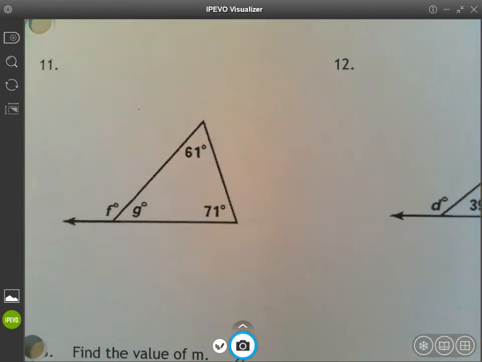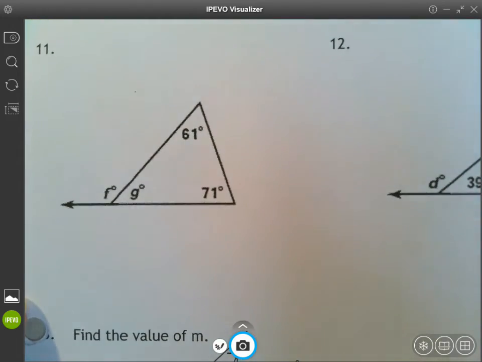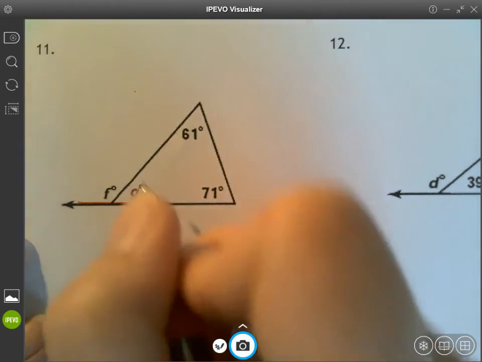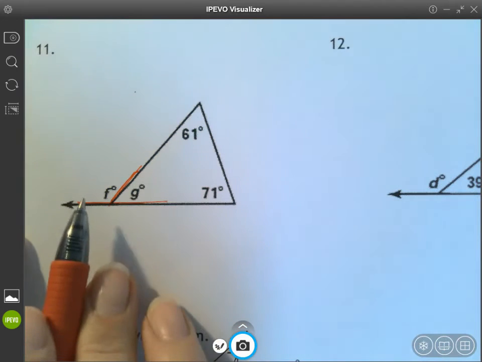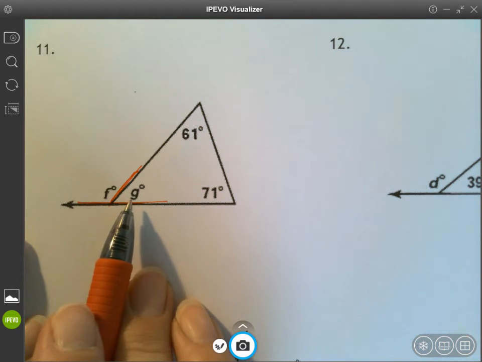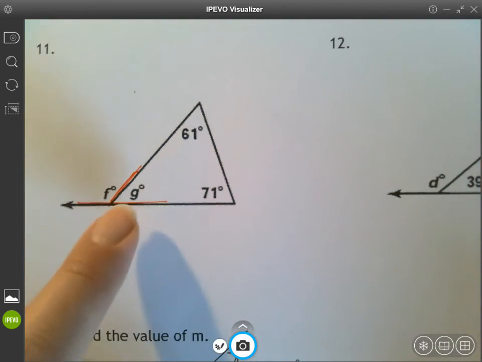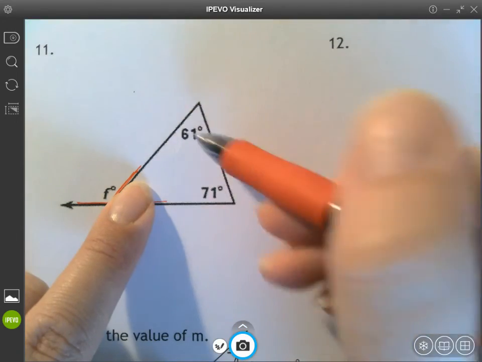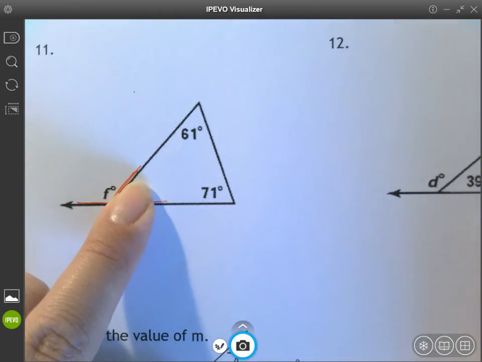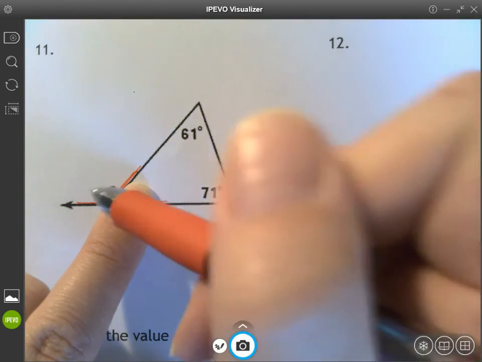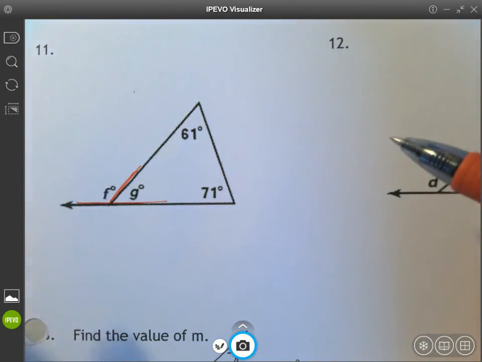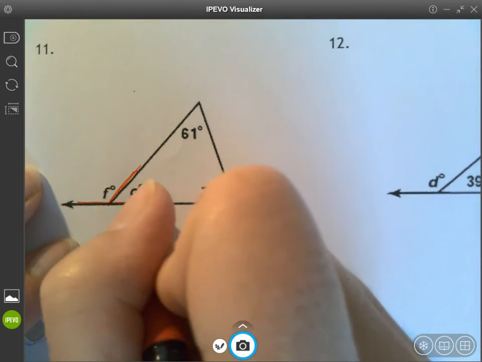There's two things you could think about. This is a linear pair right here. The problem is I can't get F until I get G. Now, we'll talk about this rule later. There is a rule about the remote interior angles. Add these up and you get the sum of that exterior angle, because these two would have to add up to be its supplement. But I don't know that yet, so I'm going to go with what I know.